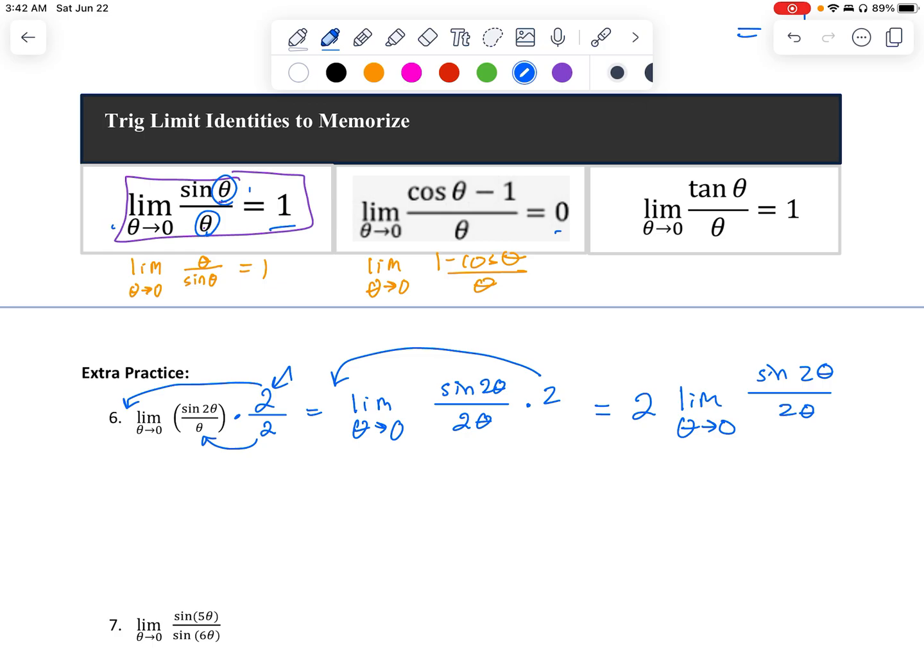So if I had my limit as 2 theta goes to 0, that would make it match. And as theta goes to 0, 2 theta goes to 0 as well. So we can still apply this theorem, this identity here, and say that this limit is 1. So then we have 2 times 1, so this limit equals 2.